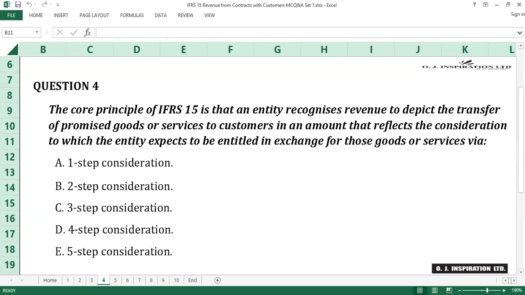Question number 4. The core principle of IFRS 15 is that an entity recognizes revenue to depict the transfer of promised goods or services to customers in an amount that reflects the consideration to which the entity expects to be entitled in exchange for those goods or services via A. One-step consideration, B. Two-step consideration, C. Three-step consideration, D. Four-step consideration, E. Five-step consideration. Time counts.